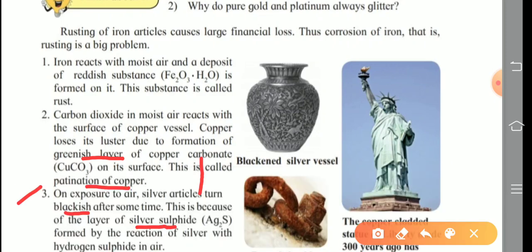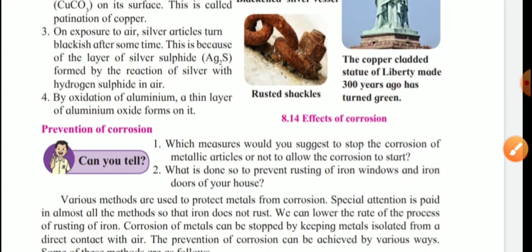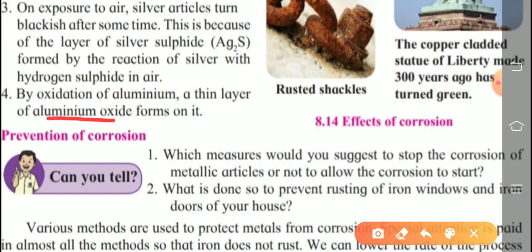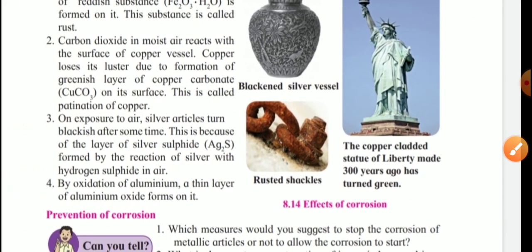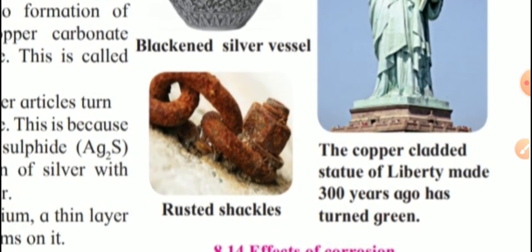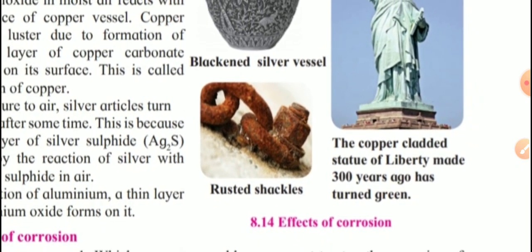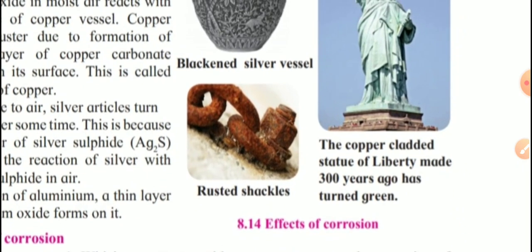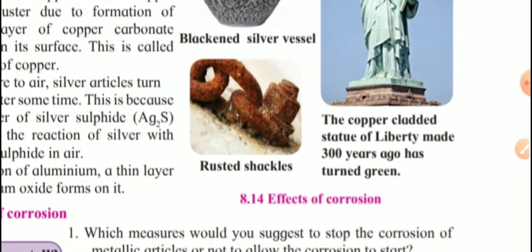Next, fourth one, by oxidation of aluminium, a thin layer of aluminium oxide forms on it. This is also black in color. See, aluminium oxide is also black in color. Now see next. So some figures are given here. Clear? Rusted, in the rusted form, that is a black silver article. The copper clad Statue of Liberty made 300 years ago has turned green, and rusted shackles, whatever iron articles.